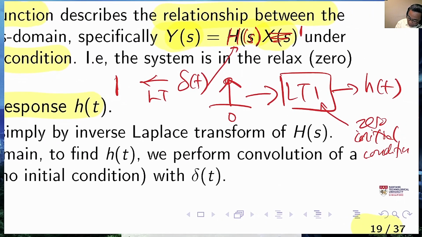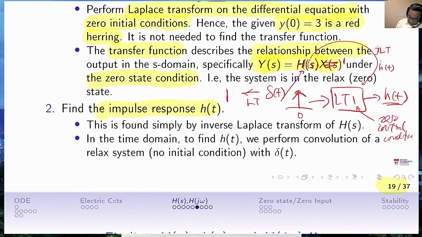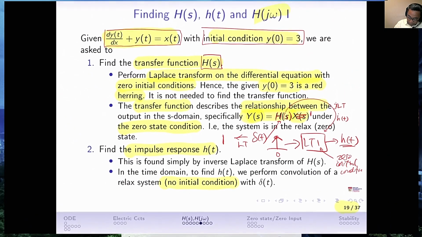In the time domain, when we fire the impulse, we get h of t. When we view this in the s domain, X(s) equals 1, and Y(s) equals H(s). So the inverse Laplace transform of H(s) is equal to h of t. That's the idea. Again, I repeat: to find the impulse response, we must have zero initial condition. This is the same as finding the transfer function, so everything is in agreement here.